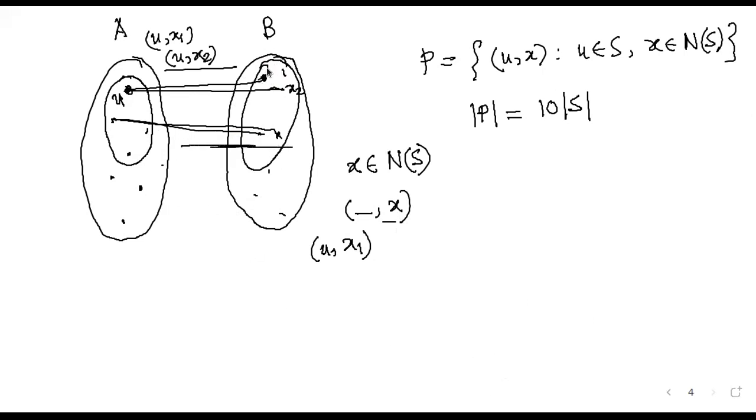There might be an edge between x1 and something outside S. Not all of its 10 edges might be inside S, right? So is this clear or not? Will anybody say something?